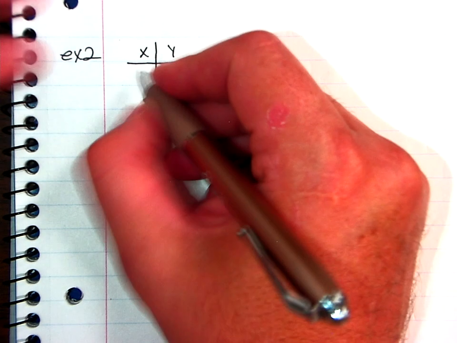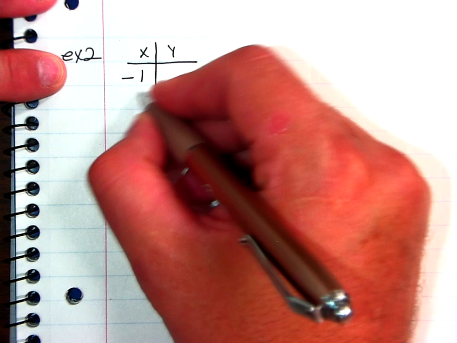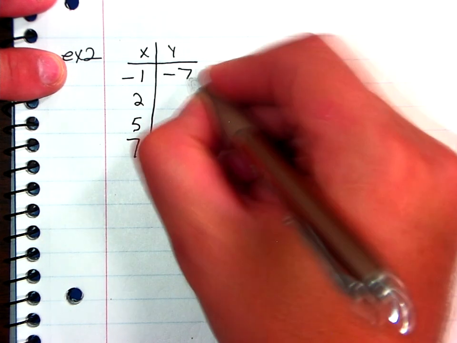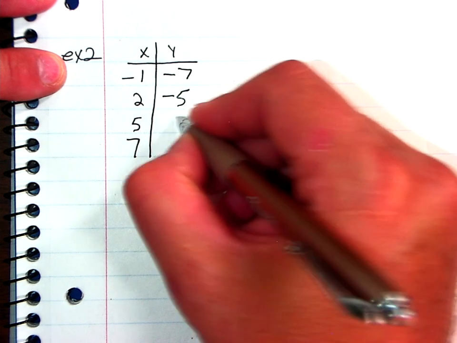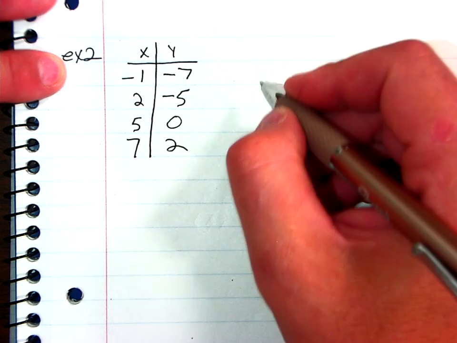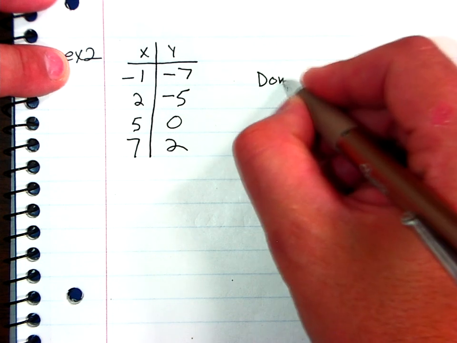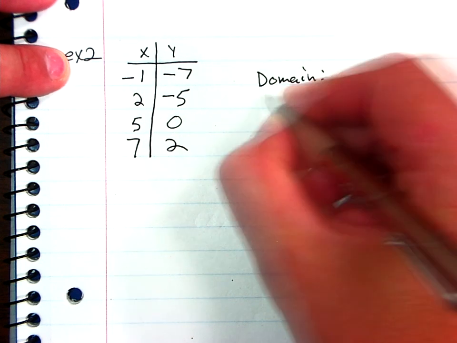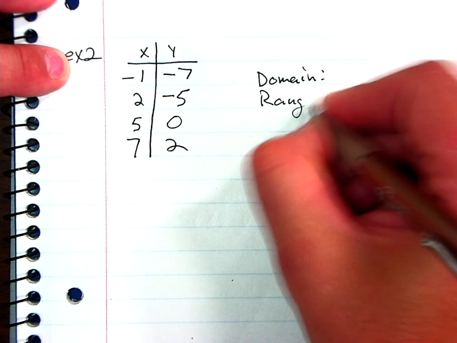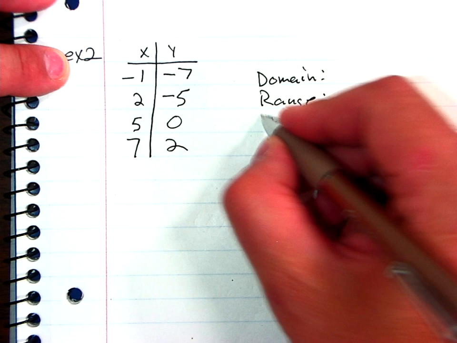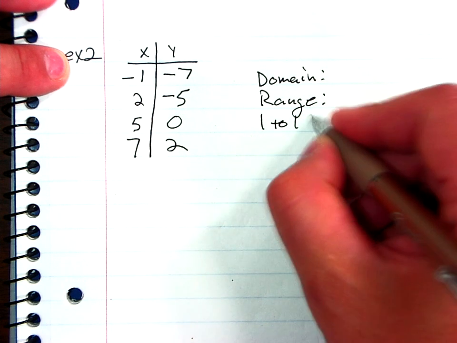All right, x values -1, 2, 5, and 7. Y values are -7, -5, 0, and 2. So it wants to know the domain, the range, and just because Jonah asked so nicely, is it a 1 to 1 function?